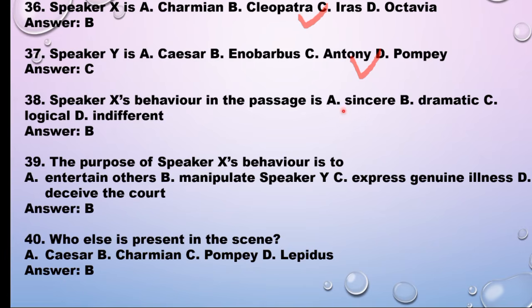Speaker X's behavior in this passage is dramatic. The purpose of Speaker X's behavior is to entertain others and manipulate Speaker Y, which is what I have talked about. Okay, and who else is present in the scene? Charmian. This is the person she had asked to go there. Okay, so we have Charmian.